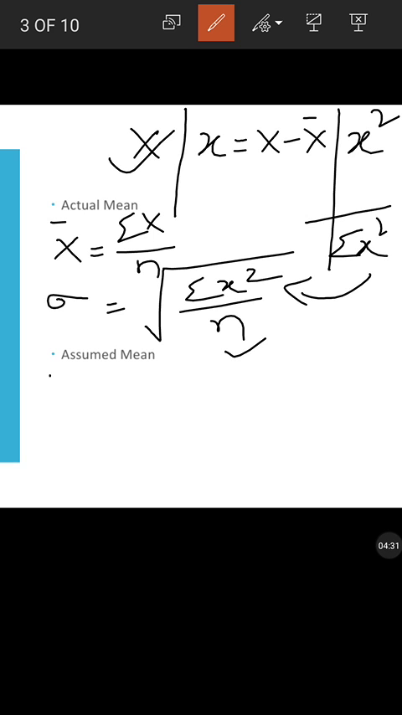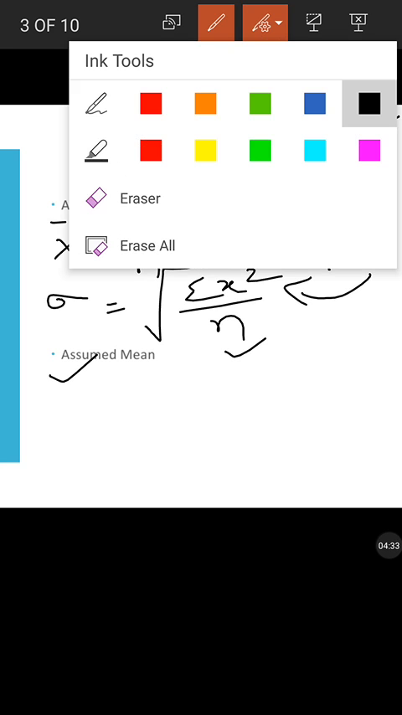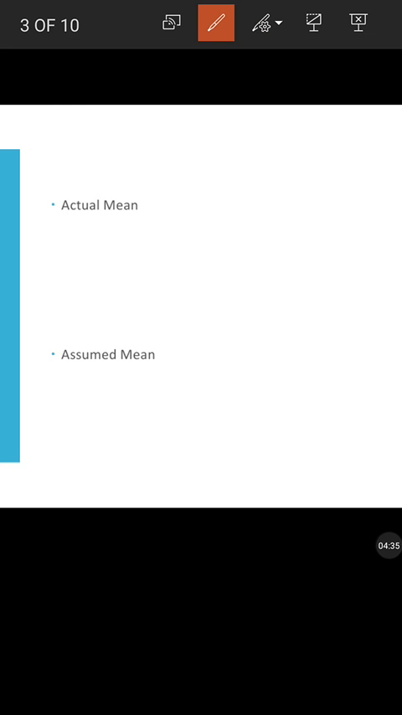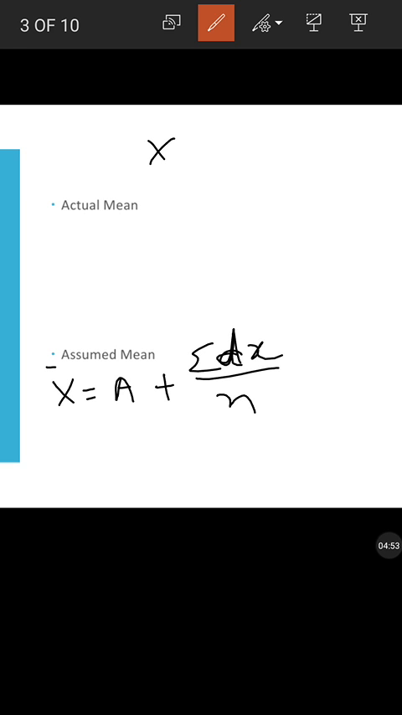The second method is the assumed mean. What is the formula for the assumed mean? X bar is equal to a plus summation dx by n. This is the formula to calculate x bar. In the actual mean method, the formula was x bar is equal to summation x by n, and here in the assumed mean method, the formula is x bar is equal to a plus summation dx by n.